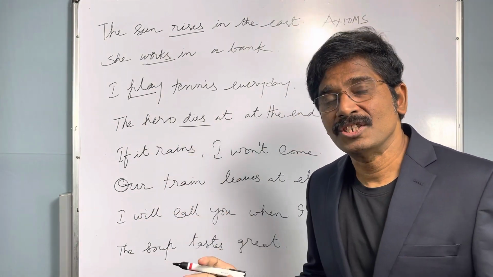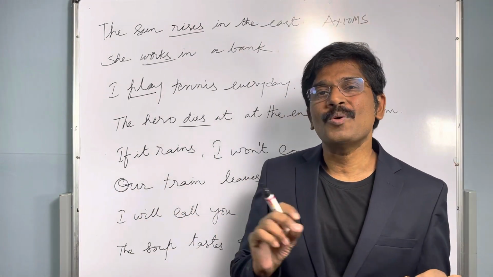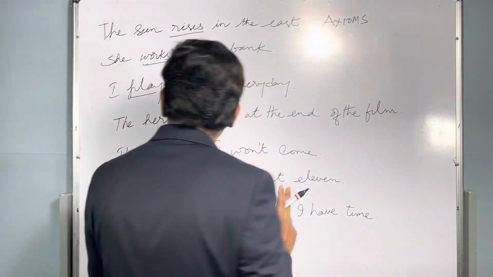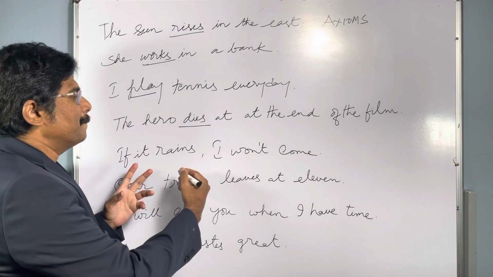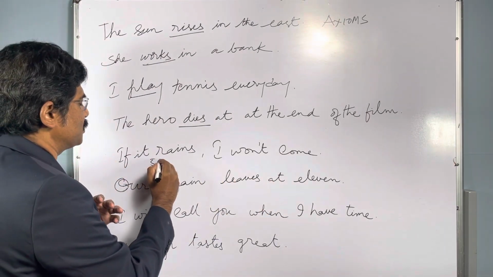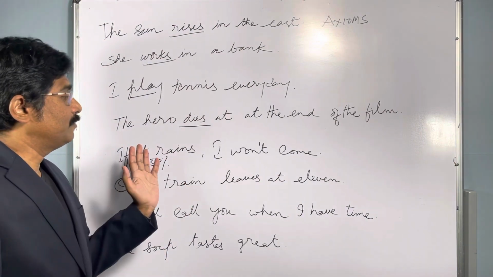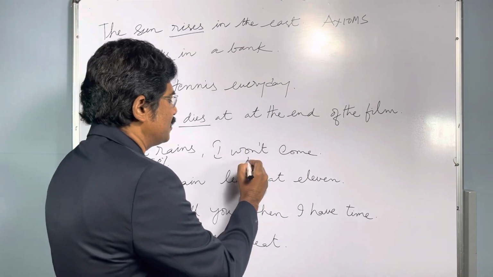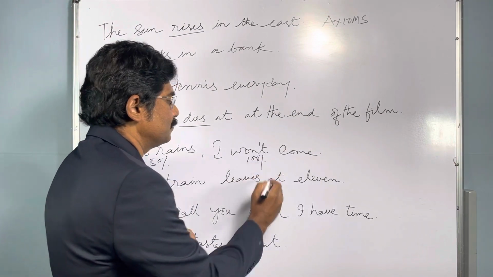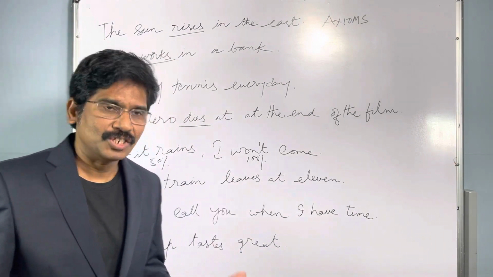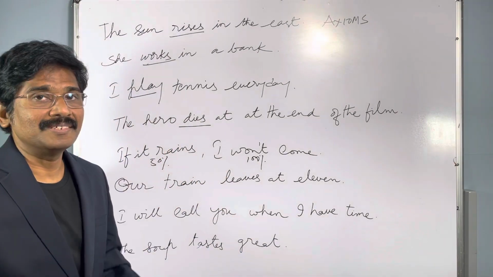For first conditionals and zero conditionals, we use simple present tense. See, here there's a 50% chance of raining. And if that 50% chance happens, if I won't come, 100% I won't come. Okay, this is a first conditional. So when we are talking about first conditionals, we use simple present tense.